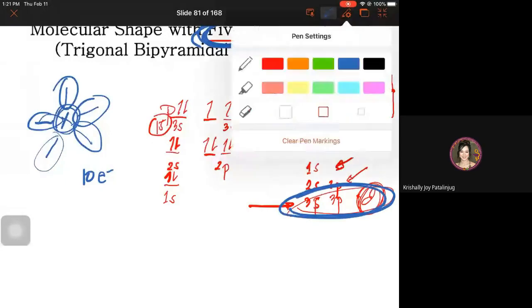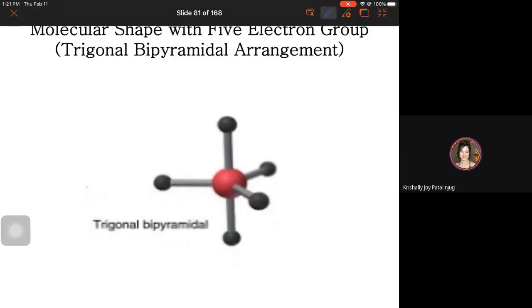Okay, so remember that for molecules with 5 or 6 electron groups surrounding the central atom. For 5 electron groups attached to the central atom, that will give rise to a trigonal bipyramidal. If you look at the top, there is a trigonal pyramid, and at the bottom also a trigonal pyramid. The pyramid formed is two, that's why bipyramid. There is a pyramid on top and a pyramid at the bottom. That's why trigonal bipyramidal.